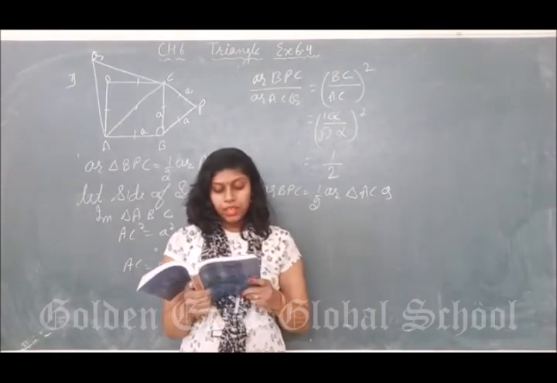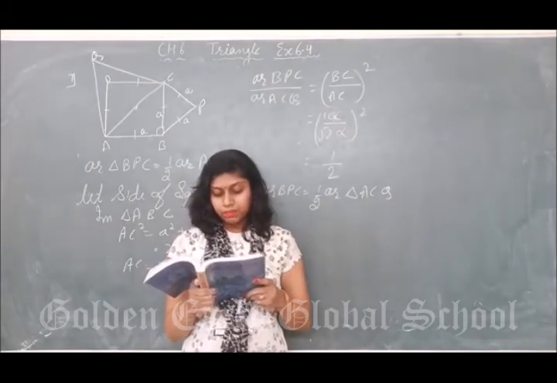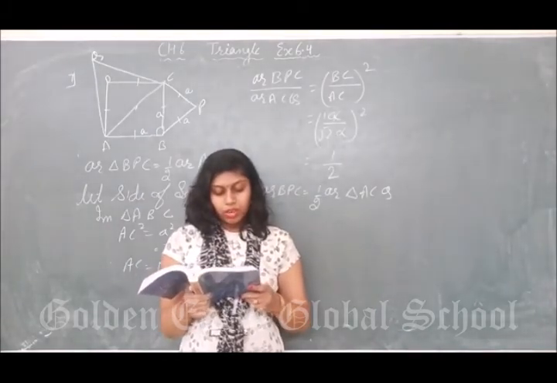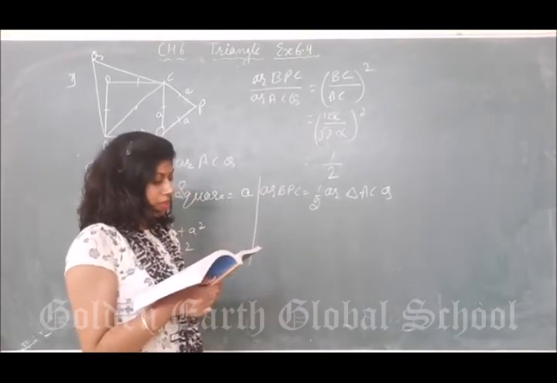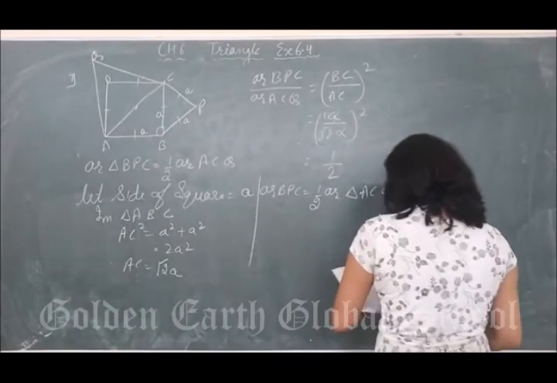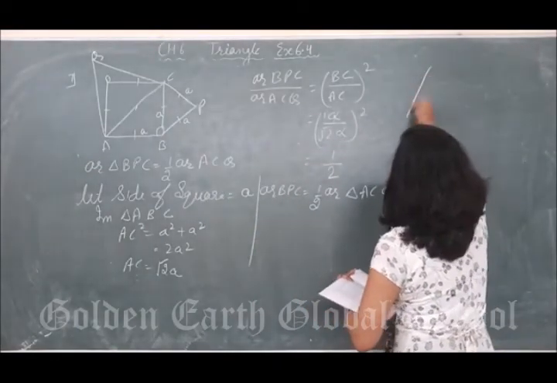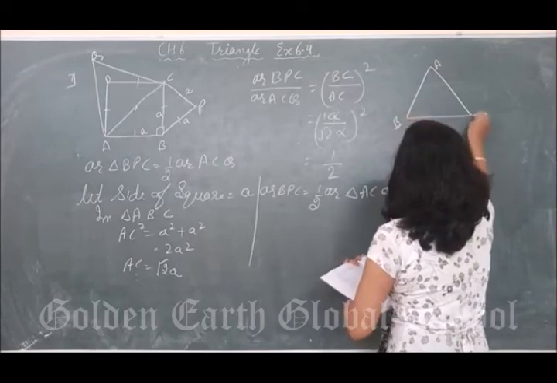Next, question number 8. ABC and BDE are two equilateral triangles such that D is the midpoint of BC. Find the ratio of the area of triangle ABC and BDE. Draw the figure ABC and BDE. First of all, ABC. This is one equilateral triangle.